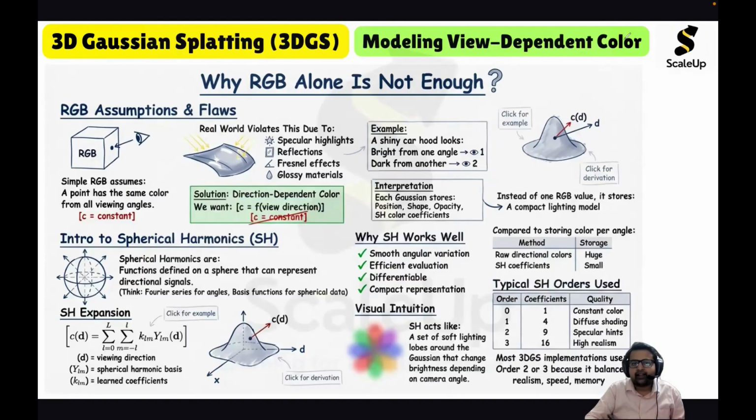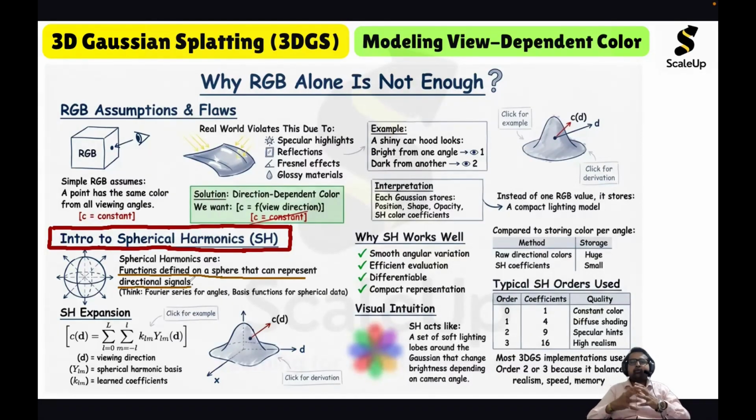Now, how do we get direction dependent color? For that, we will use something called spherical harmonics. The color of a 3D Gaussian is represented using spherical harmonics. Spherical harmonics are functions defined on a sphere that can represent directional signals.